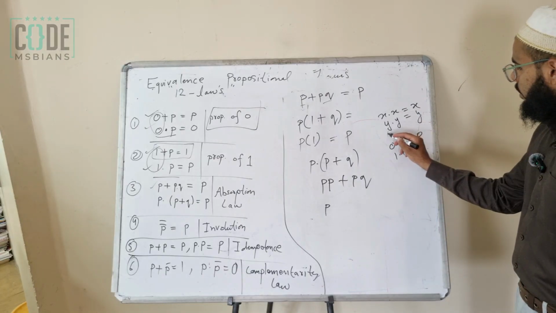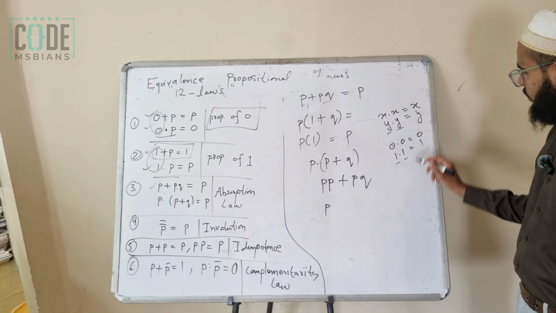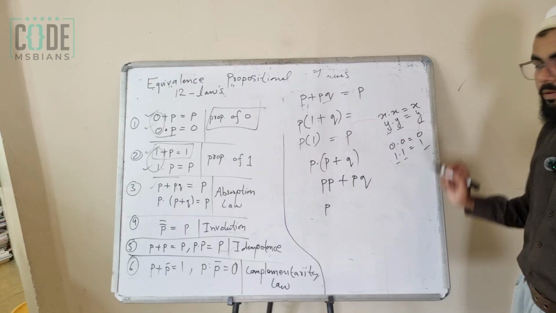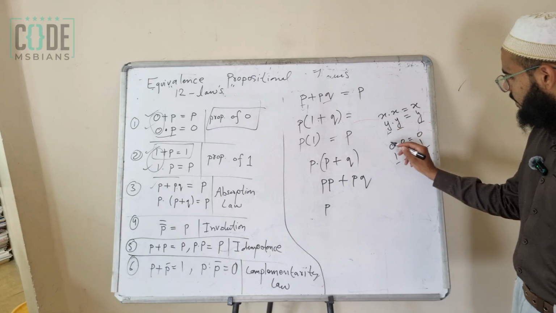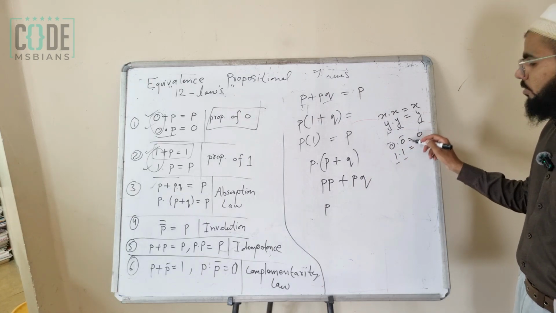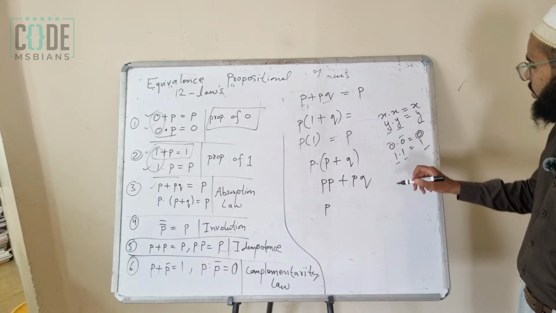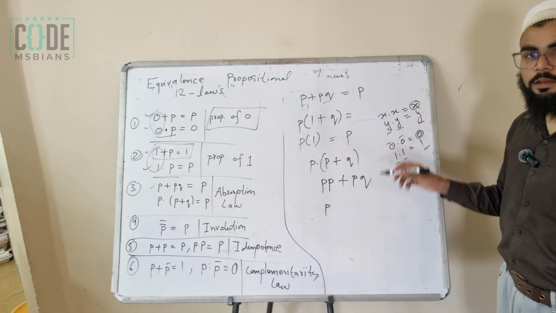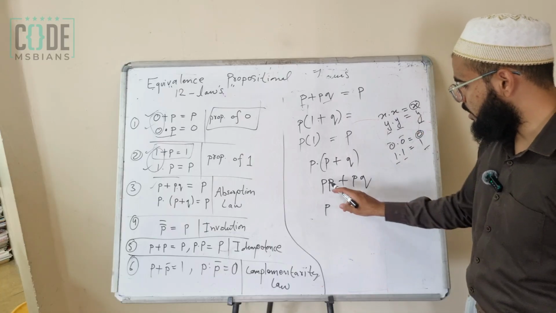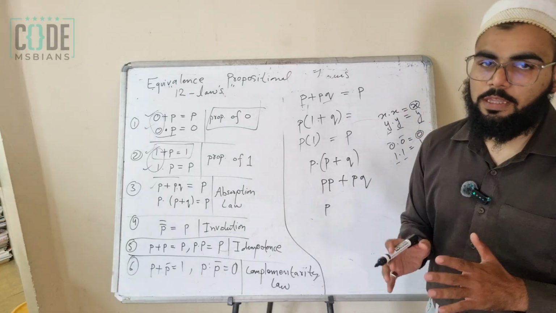So here in place of y we are having 1, so the result is coming 1. Here in place of x we are having 0 0, so the dot of 0 0 is nothing but 0. So that's the reason 0 is coming here and the x is there. So I think you got what I am trying to say. You can write P dot P as P.